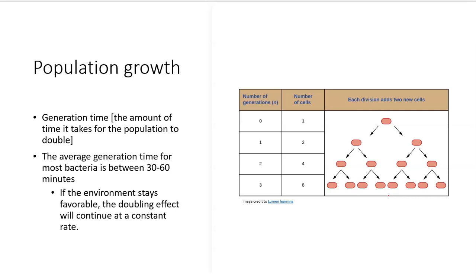Some bacterial cells are much faster, so for example, E. coli typically has a generation time around 20 minutes, whereas others are much slower and can even grow with doubling rates happening every 24 hours. So it really does depend on the species of bacteria.